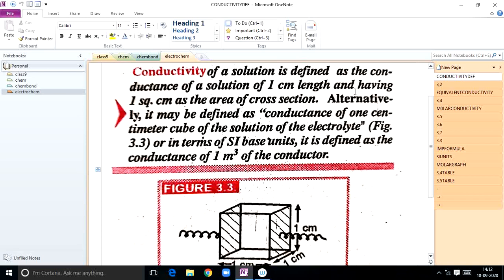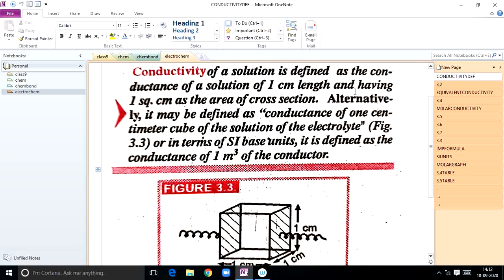1 cm cube means 1 ml. 1 cm cube is equal to 1 ml. Remember students, it is the conductance of 1 cm cube of the solution of the electrolyte, or in terms of SI based units, it is defined as the conductance of 1 meter cube of the conductor.